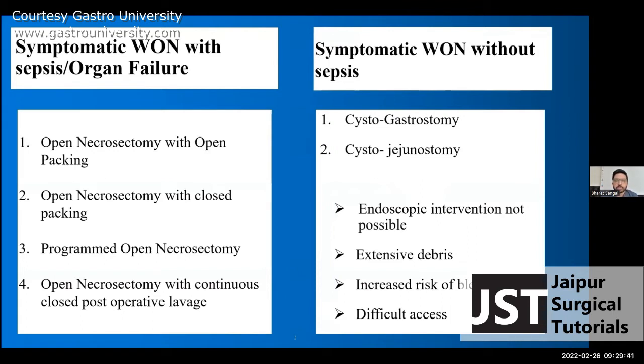Whereas in a symptomatic walled off necrosis without sepsis, a cystogastrostomy or a cystojejunostomy can be done, depending on the location of the collection and how much of a bulge against the stomach or the wall has matured. And endoscopic intervention, if not possible, these procedures are done with extensive debris, increased risk of bleeding, and a difficult access endoscopically.